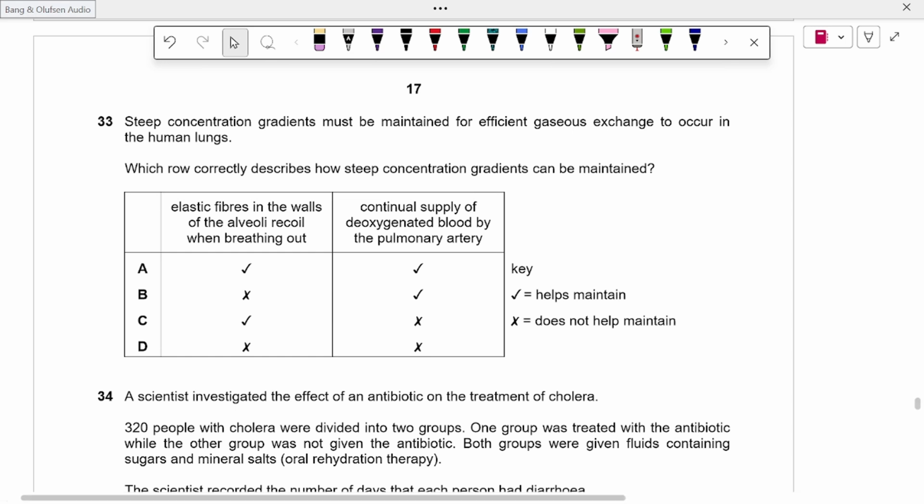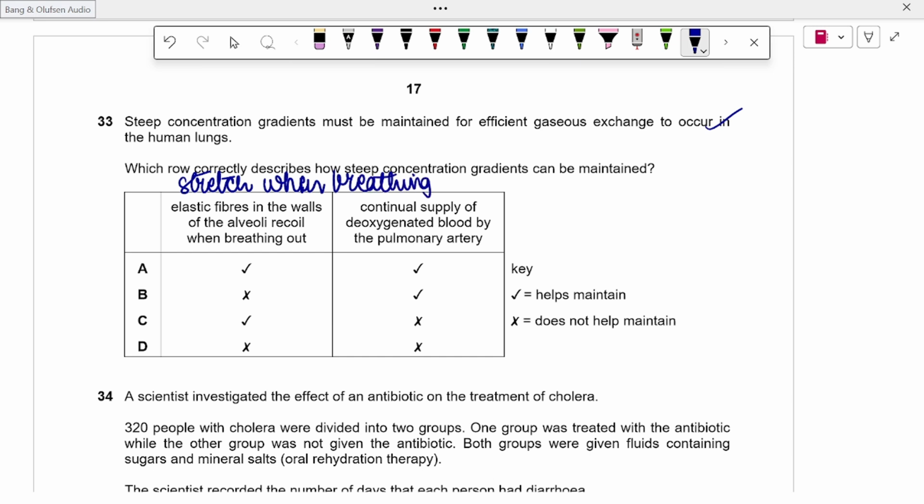Steep concentration gradient must be maintained for efficient gaseous exchange to occur in the human lung. Which row correctly describes how steep concentration gradient can be maintained? Acha, elastic fibers in the wall of the alveoli recoil when breathing out. So yes, they do recoil when breathing out and stretch when breathing in. And this is helping in your steep concentration gradient as well.